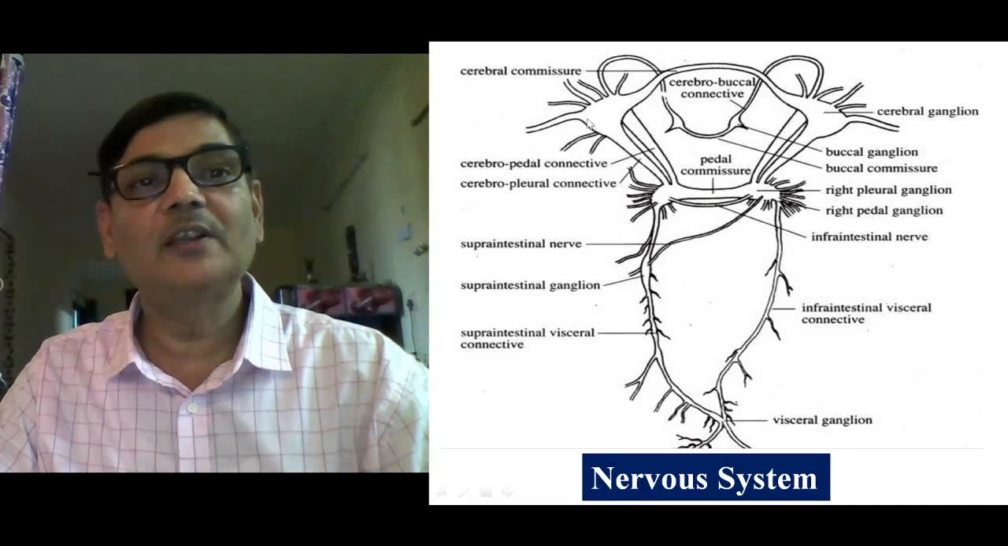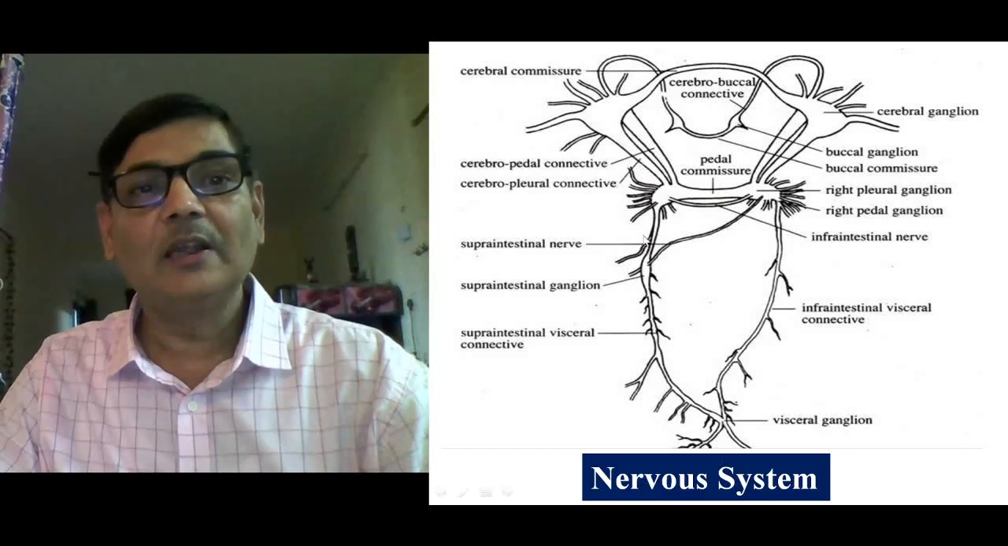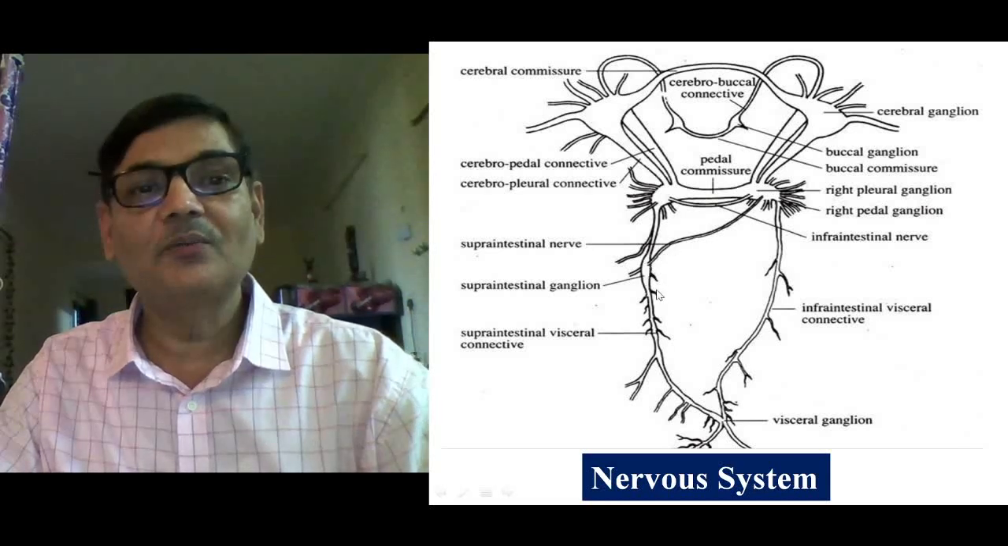As I said in the beginning, there are commissures which connect similar types of ganglia. So there are the cerebral commissure, buccal commissure, likewise the pedal commissure. They connect the two pedal ganglia of the left and right side. And then there are connectives like cerebropedal connectives, cerebropleural connectives, and there are connectives like the supraintestinal connective and infraintestinal connectives. Zygoneury is also a connective that is connecting the left side of the pleuropedal with the supraintestinal ganglion. So these are connectives. And then there are fine nerves.